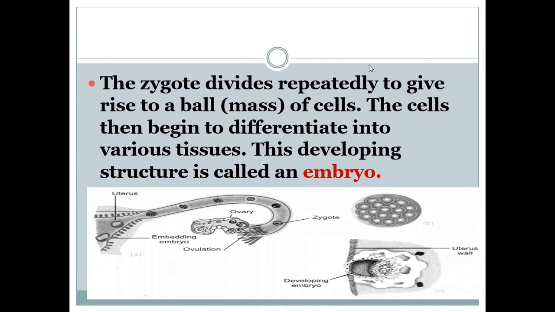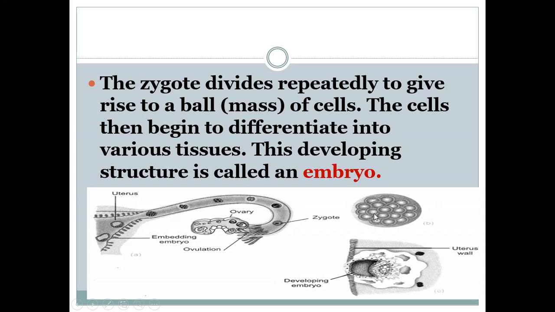Now what will happen? The zygote divides repeatedly to give rise to a ball mass of cells. Mass of cells means a large number of cells grouped together. Here you can see the zygote development, they all divide repeatedly and give rise to a ball of cells.